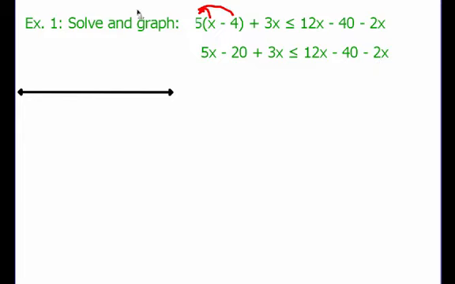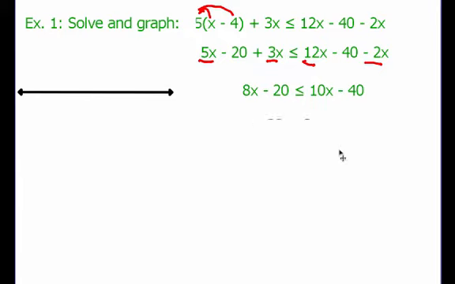My next step is that I want to combine my like terms on either side. So on the left, I have 5x and 3x. On the right, I have 12x minus 2x. 5 plus 3 is 8, so I get 8x. 12 minus 2 is 10, so I get 10x.